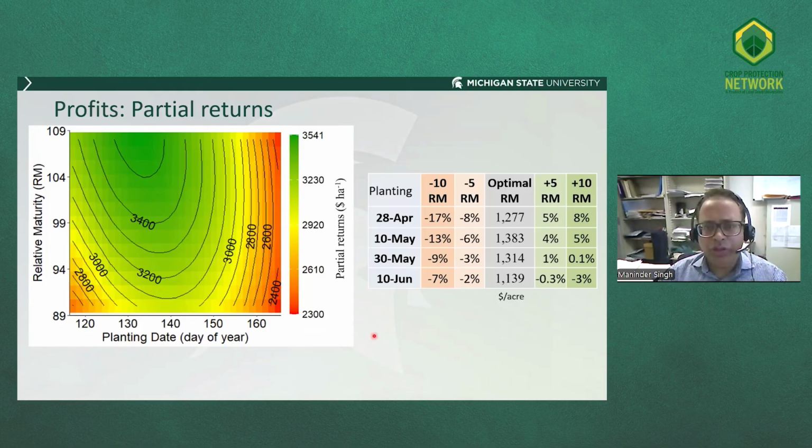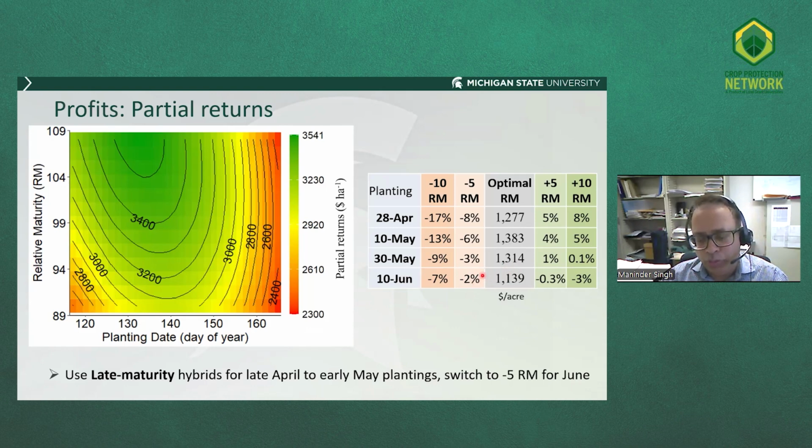You can see for each of our planting dates, the actual partial returns for our optimal maturity, right? With May 10th giving us the highest profits here. And when we did switch to plus 5 RM, we are gaining anywhere from 4 to 5%. And then plus 10 RM, we are able to gain 5 to 8%. But pretty much nothing as we are dealing with the delayed plantings, right? And our actual recommendation is that when we are dealing with at least June plantings, we want people to be switching to at least 5 units earlier, right?